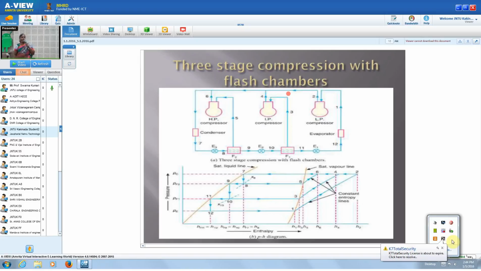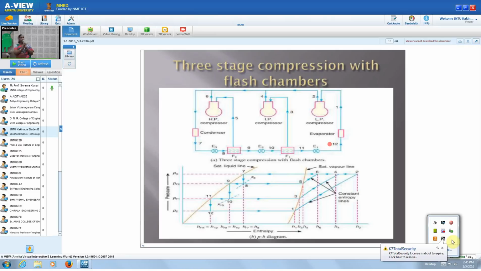So this is a three-stage compression with flash chambers. Already we have seen a flash chamber is a device which will separate the vapor from the liquid. Only the liquid refrigerant goes into the evaporator, and the vapor goes into the compressor. Like that we are able to reduce the evaporator size by installing a flash chamber after the expansion valve.